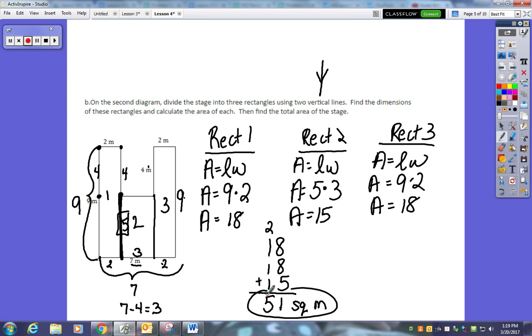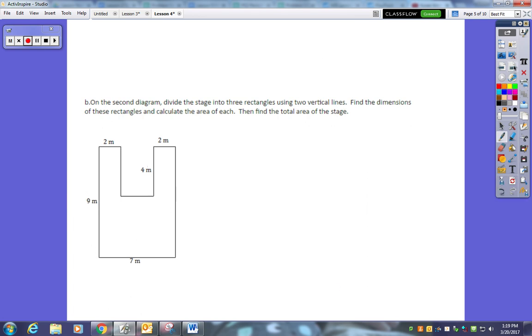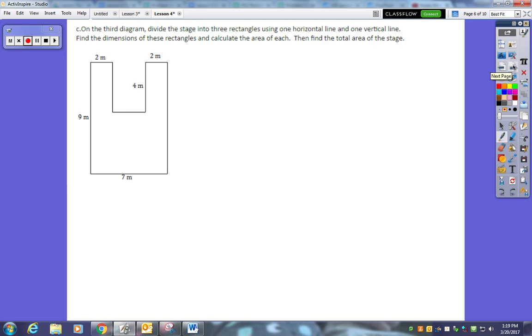Okay, one more. So for this one, again, it's the same stage. This time the directions want us to divide the stage into 3 rectangles using one horizontal line and one vertical line. Find the dimensions of these rectangles and calculate the area of each, then find the total area. So now where you put these lines, you can kind of do it interchangeably. I maybe would put my horizontal here and my vertical here, just because I have the dimensions of those rectangles if I do it that way.